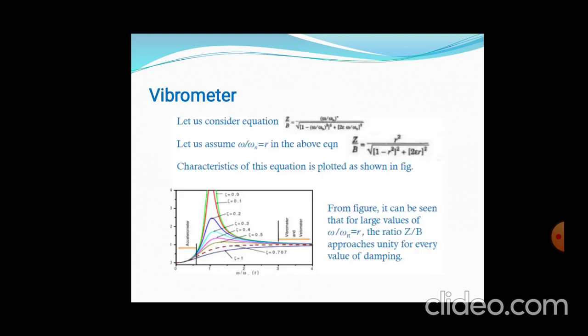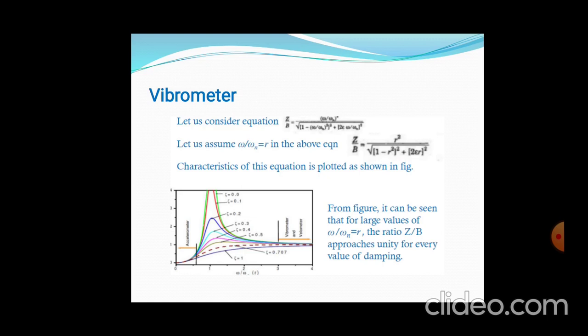Now, one of the practical instruments is known as the vibrometer. What exactly is the vibrometer? Look at the graph shown here, acceleration versus omega upon omega n, the angular velocity. It is called the vibrometer or the velometer, because velocity is measured by means of this. The formulation is given: omega upon omega n is equal to r, with the equation given to you. The characteristic curve is shown here.